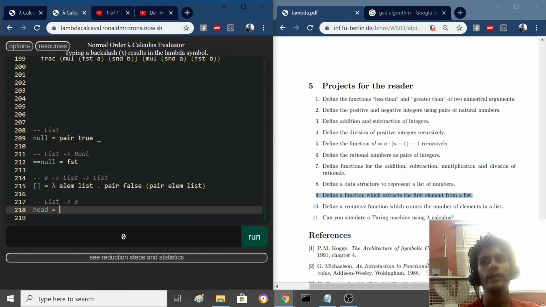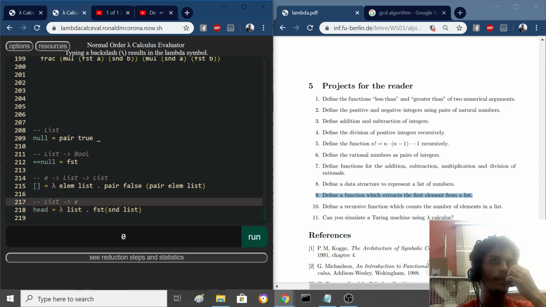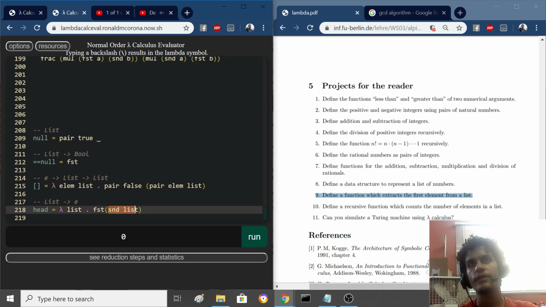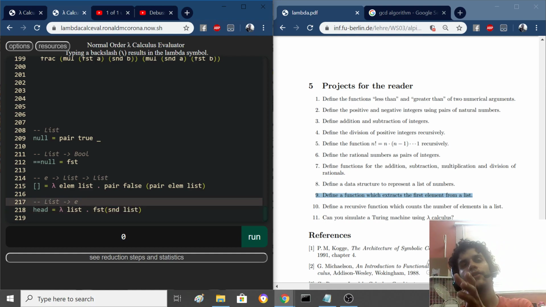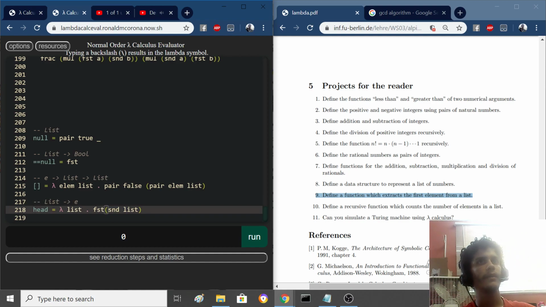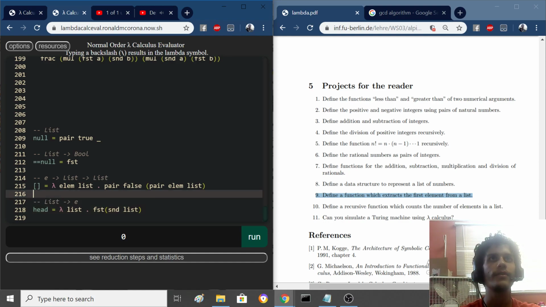How can we do it? Pretty easy, actually. It takes the list, and it gets us the first after getting the second of the list, right? Because remember, the first of a list is going to be the indicator telling if it's null or not. So the second of the list is the actual list, and then the first of that is the actual element. Why don't we just test it out and see if I'm talking nonsense or not.